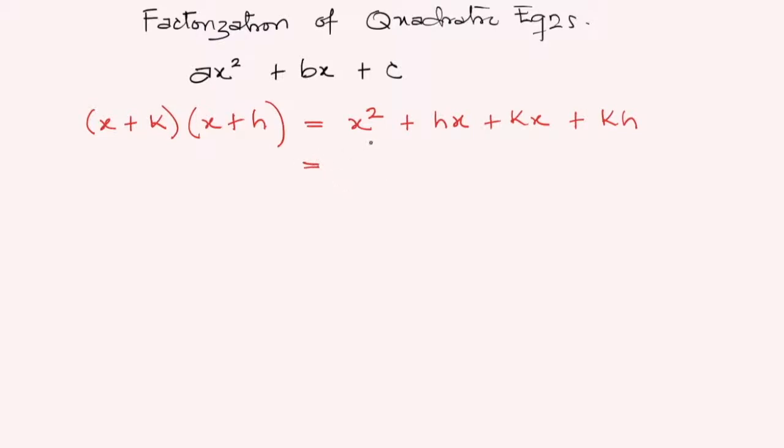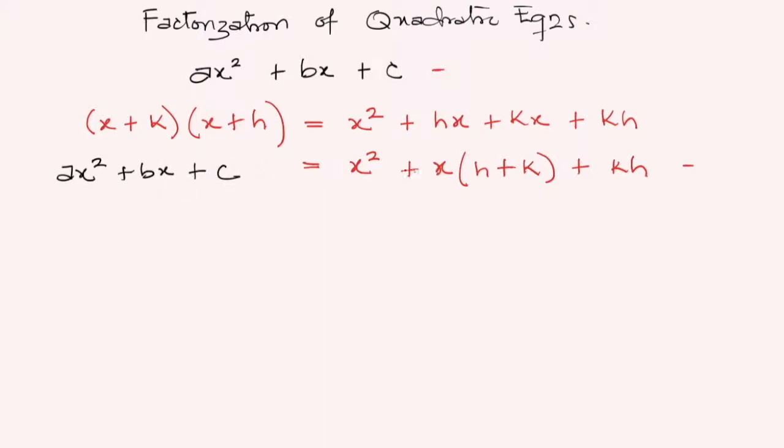Now, we can continue by writing this as x squared. These two have x as a common factor, so we can factorize that by bringing x out as a common factor, and then we would have h plus k, and this will become kh. Now if you notice, this expression that we have here is actually in the form of this expression. So if we bring this down here, we would have ax squared plus bx plus c.